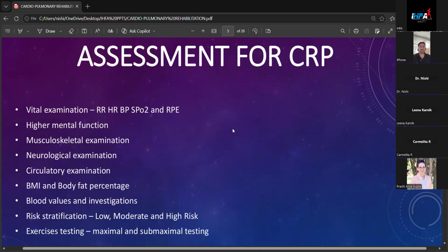If it's a low risk, you can definitely go ahead with exercise testing. If it's a moderate risk, again, keep the cardiac physician in the loop. Clear?